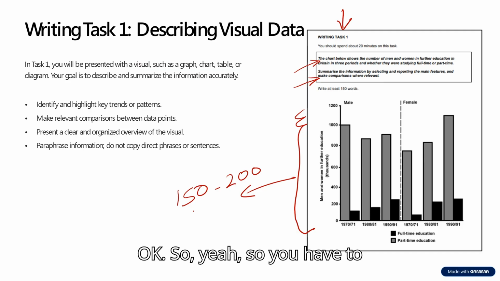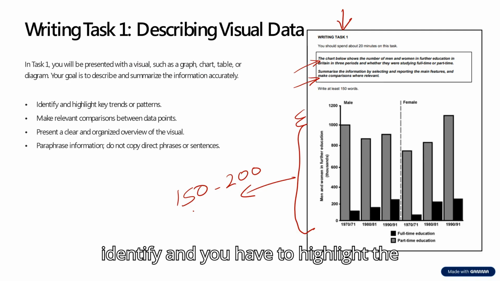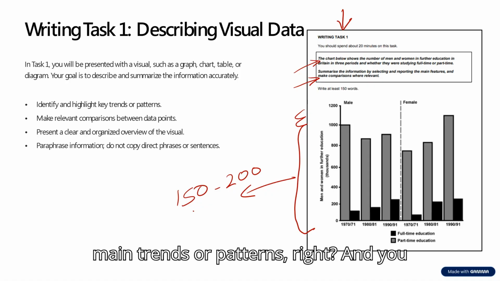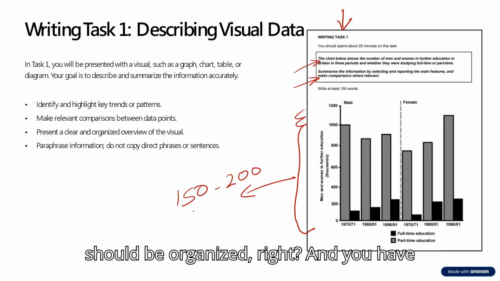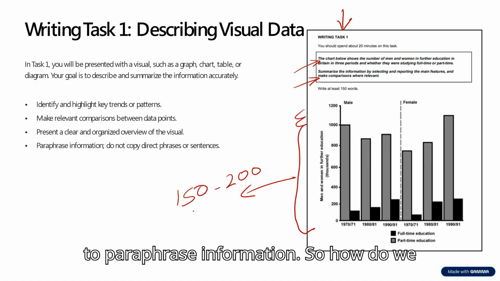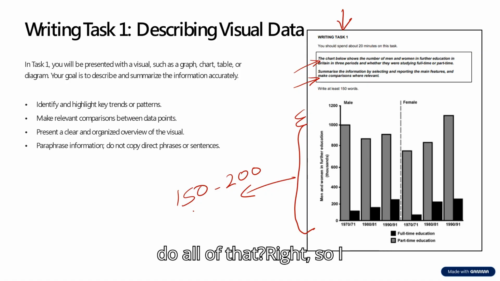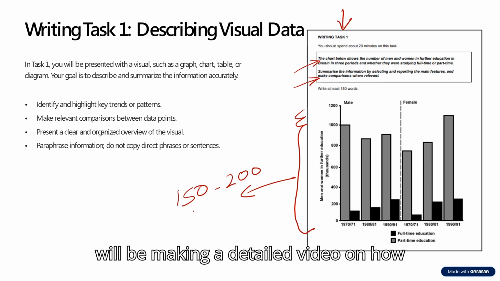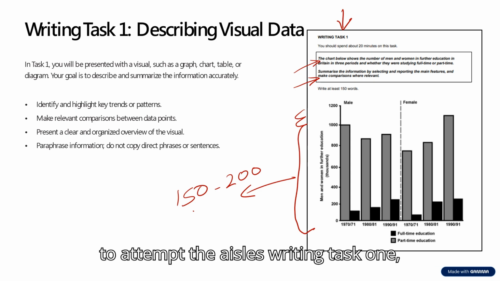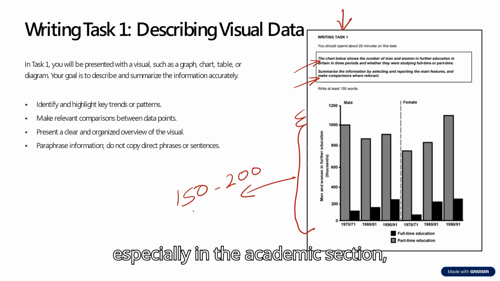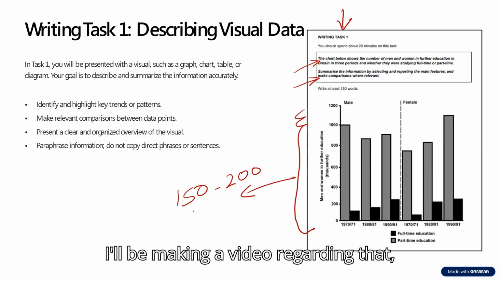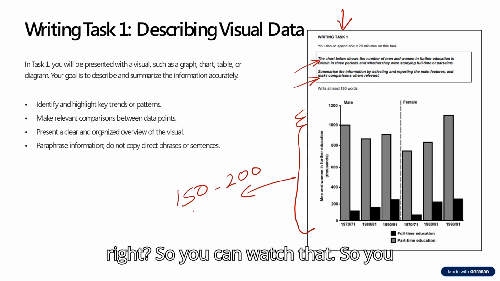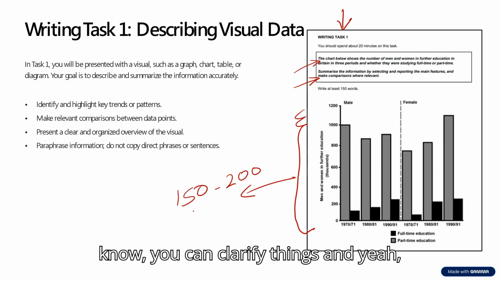You have to identify and highlight the main trends or patterns, and you have to make comparisons. Your ideas should be organized, and you have to paraphrase information. So how do we do all of that? I will be making a detailed video on how to attempt the IELTS writing task one, especially in the academic section. So you can watch that and clarify things.